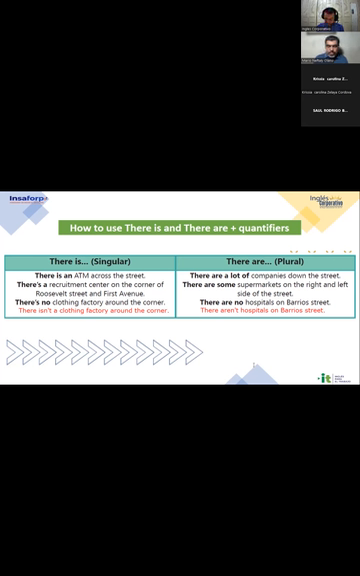Ok, sorry, now. Can you help me? Saúl, please help me. Read the sentence with there is, please. In singular, teacher. Yes, only the singular. Only read for the class. There is an ATM across the street. There's a recruitment center on the corner of Roosevelt Street and First Avenue. There's no clothing factory around the corner. There isn't a clothing factory around the corner.